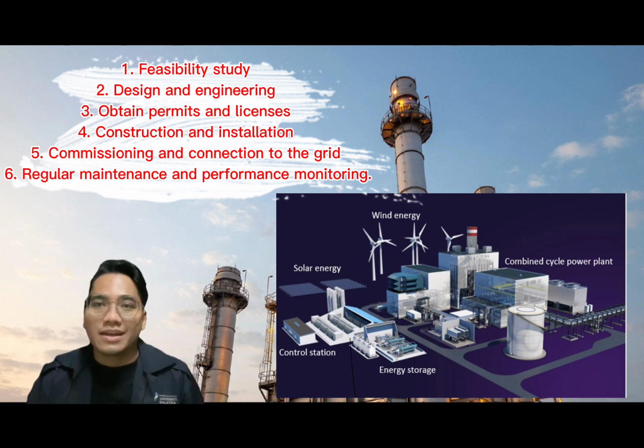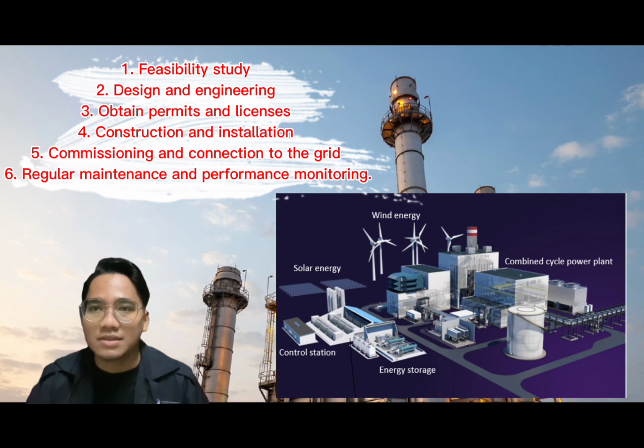Once the design and engineering phase is complete, the project would need to be approved by the appropriate government bodies and agencies. This would involve obtaining all necessary permits and licenses. After obtaining all the approvals, the construction of the power plant can begin, including installing the solar panels, wind turbines, combined cycle power plant, energy storage system, and all other necessary equipment. The final step is commissioning and connecting the power plant to the national grid.